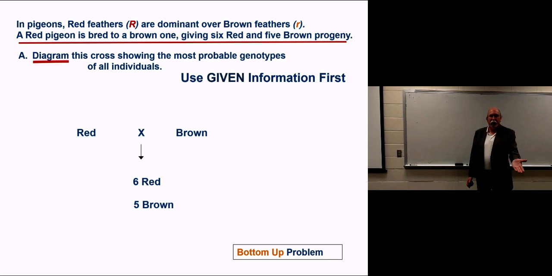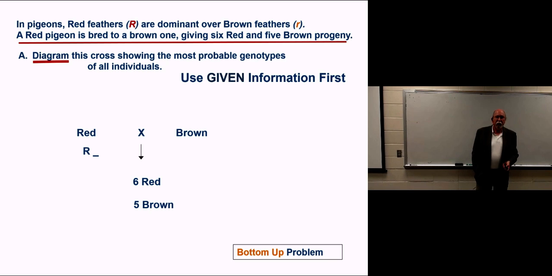Well, we know what it takes to be red, right? To be red, you've got to have at least one red allele. You may have two, but you need one because we're simple dominant recessive. So we already know the genotype of this red one, at least half of it. The parent had to have a red allele. We don't know what the other one is yet.